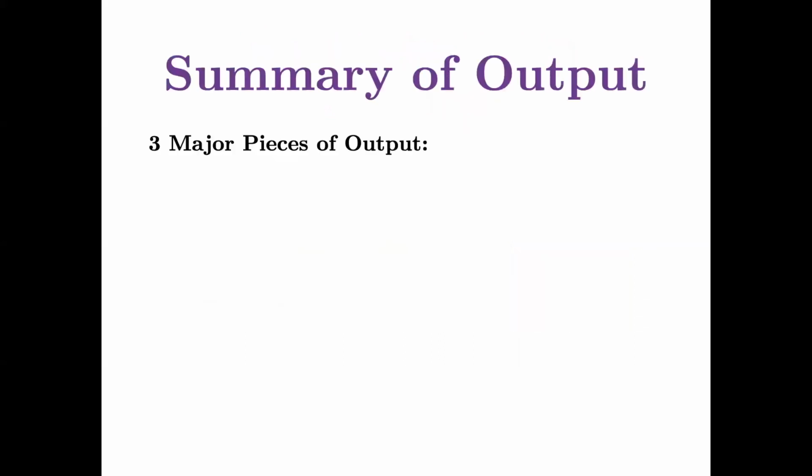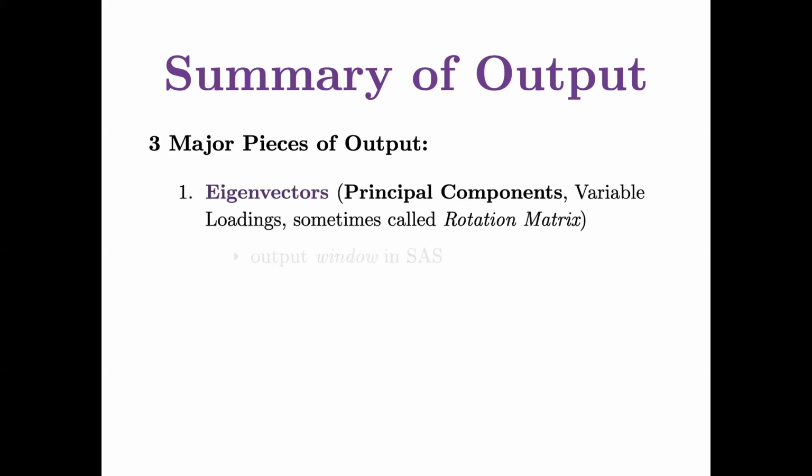So again, there are 3 major pieces of output that we're going to be looking for. The first is the eigenvectors. These are the principal components, meaning the directions of those axes, also called the loadings, sometimes called the rotation matrix, because it involves a rotation of the elementary axis. These will be found in the output window in SAS.